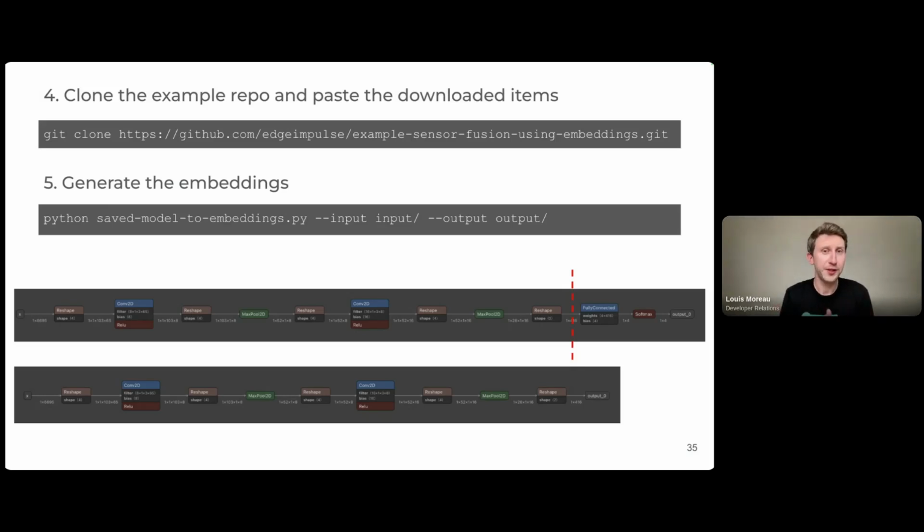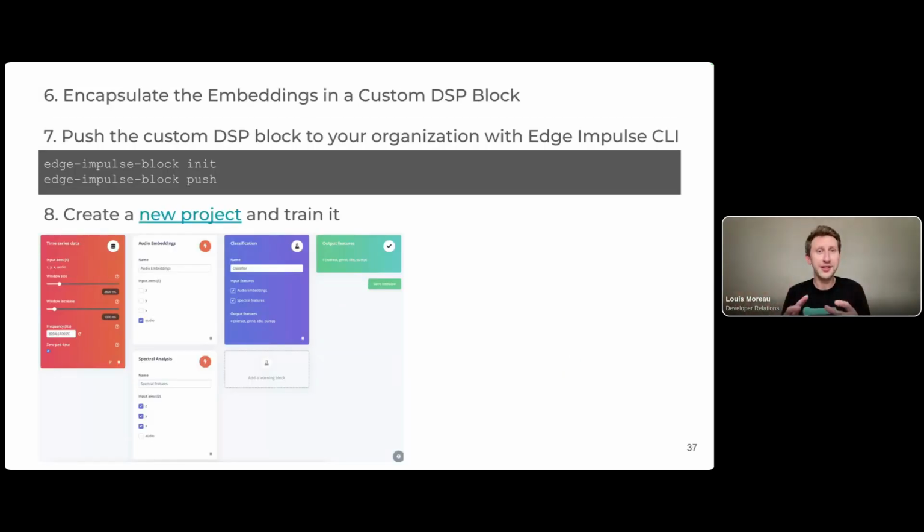Use this script. It's probably easier than having to replicate that by hand. Use this repository. We provide a script called save model to embeddings. You pass some input and the output. And I'm not sure if you can see properly, but in the test that I did, you have the full neural network architecture where you can see at the end, you've got your softmax, so your classifier. And in the output one, we remove the last layers to obtain the embeddings on the output instead of a classifier.